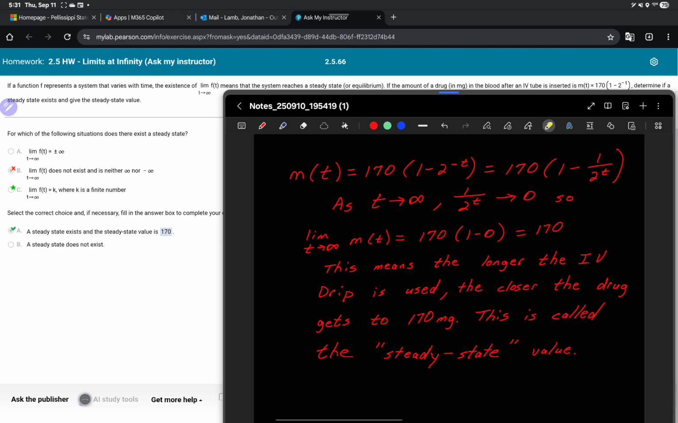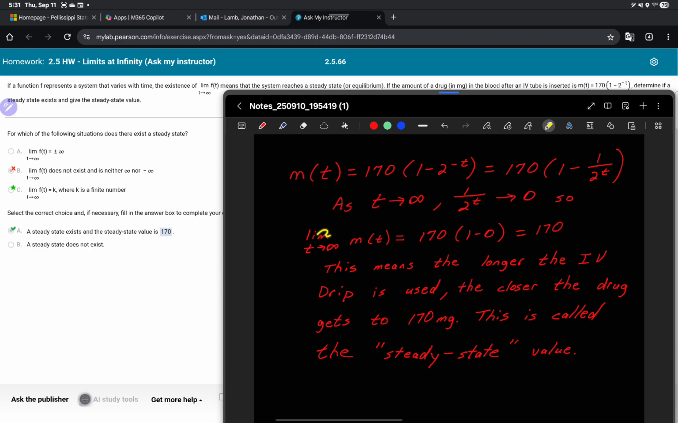So what it's asking is, as time goes on, is this medicine going to reach any steady state? Well, yeah, it will. The reason is because as t approaches infinity, this 1 over 2 to the t is going to approach 0, because that denominator is going to get huge, making that numerator 1 divided by a huge number go off towards 0.